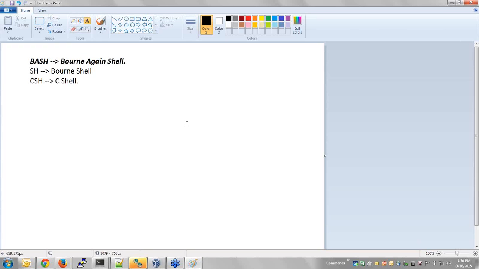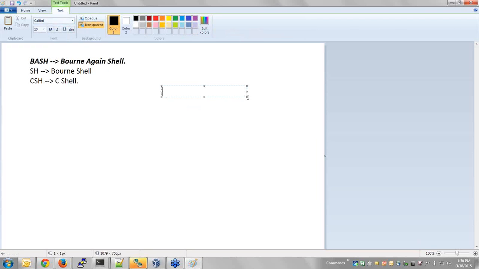So why are we going with shell scripting? We are here to learn shell scripting, so there has to be some use where you can apply it. The first major reason why we use shell scripting is to automate tasks, to automate the day-to-day jobs that we do.